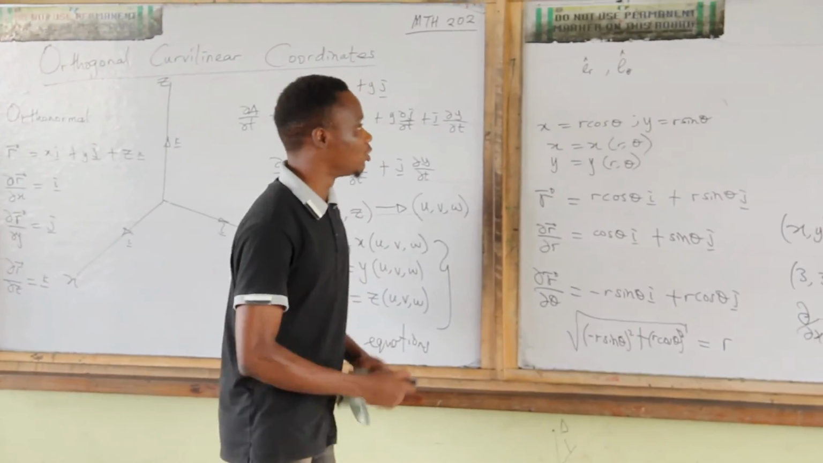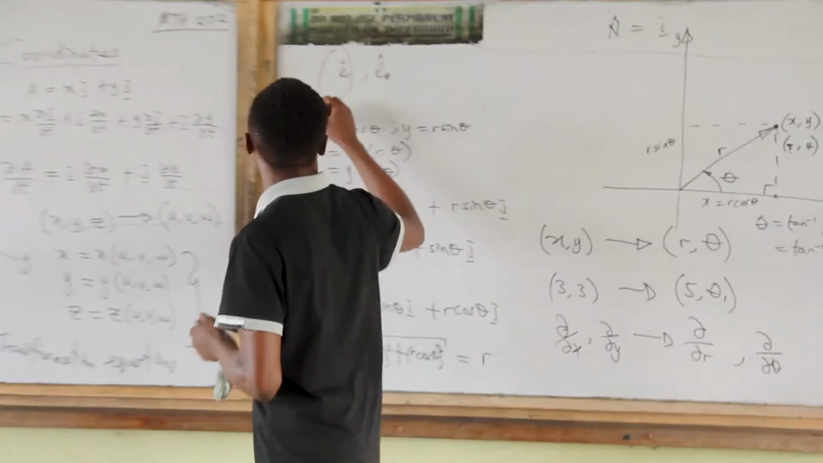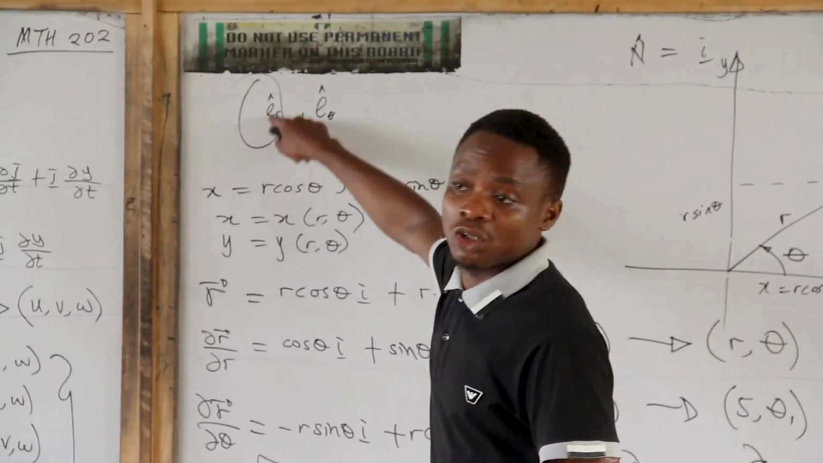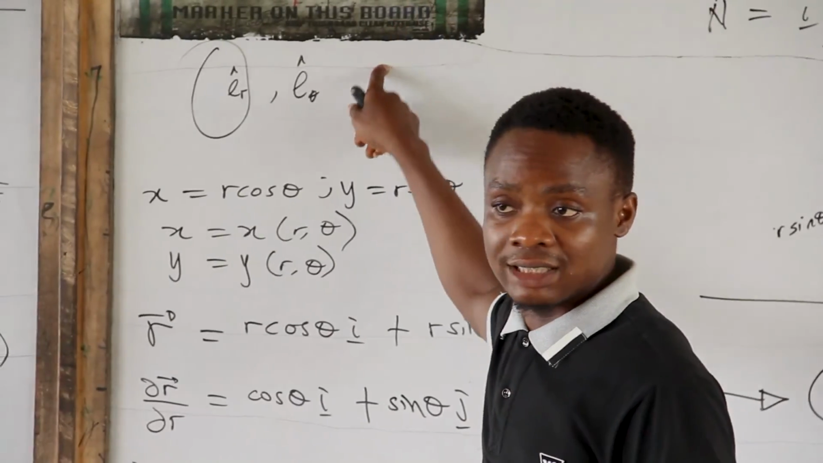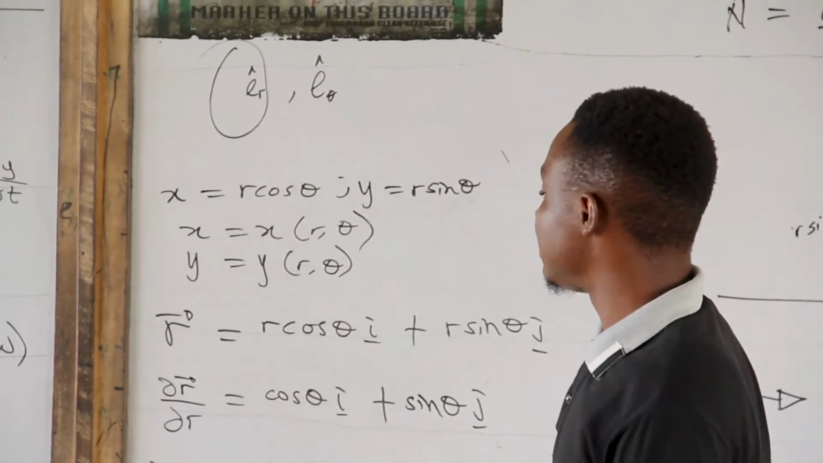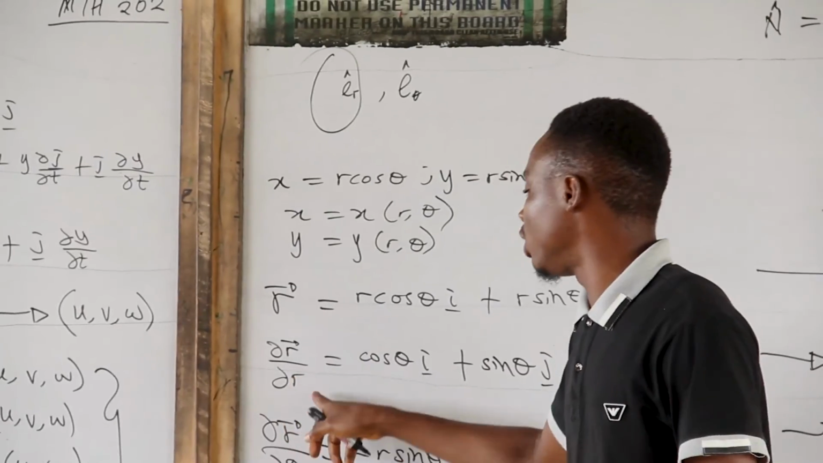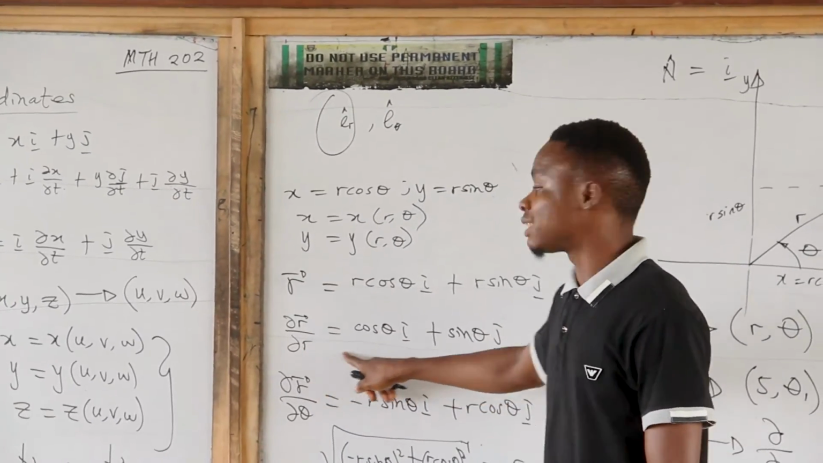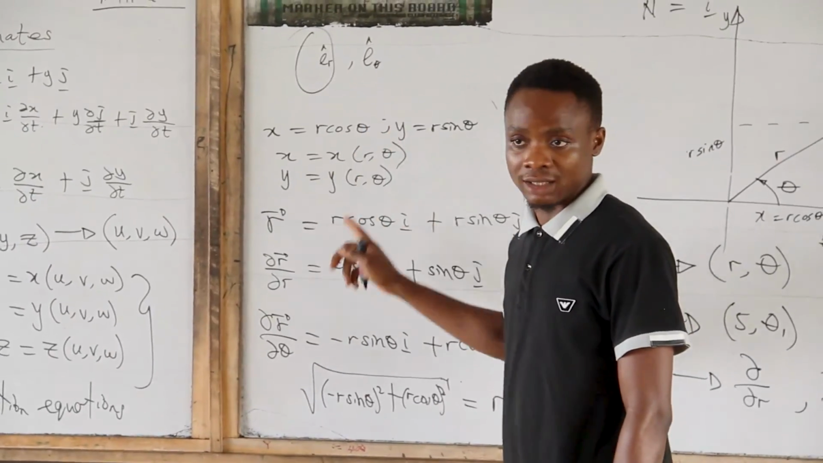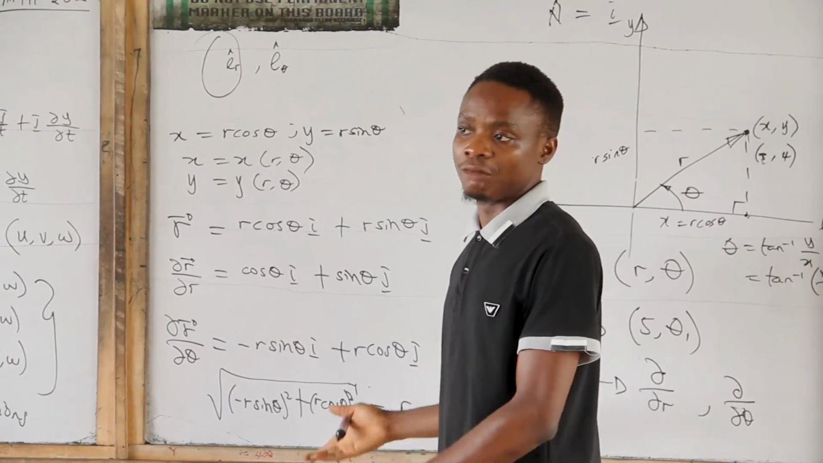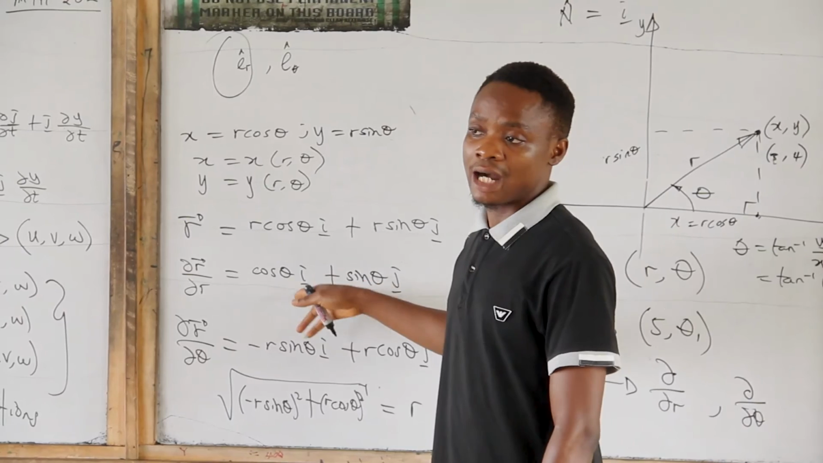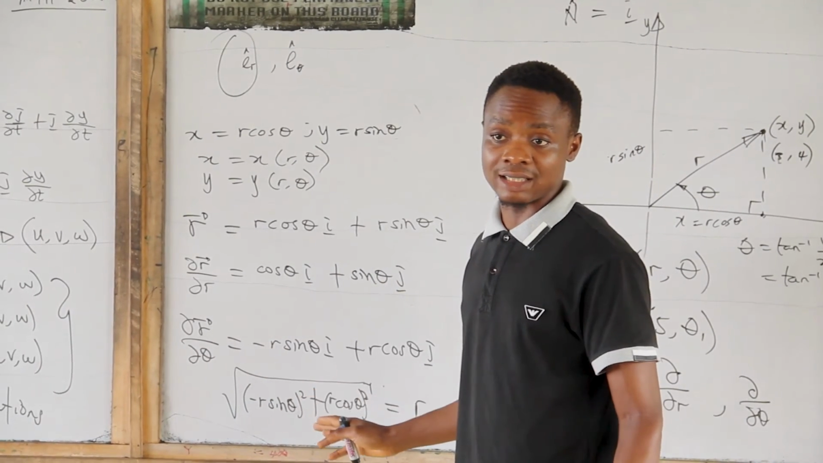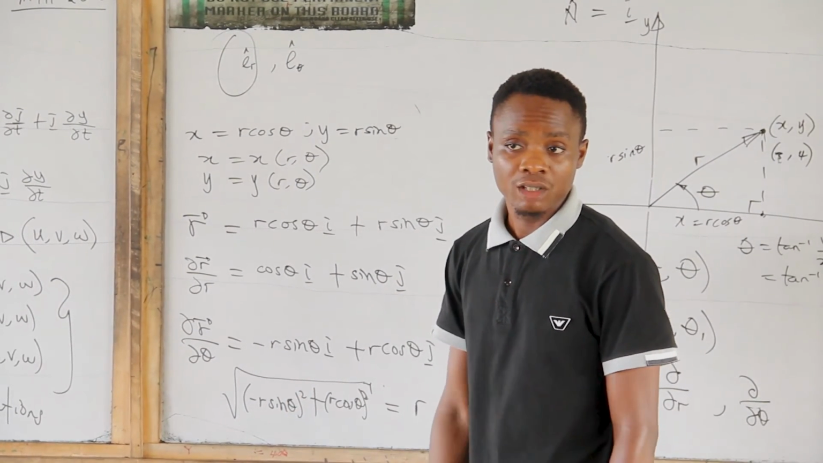Don't forget something though. This e_r simply means the unit vector in the direction of r. e_theta means the unit vector in the direction of theta. What is guaranteed here is that this is going to be a vector in the direction of r, and we have established that its magnitude is 1. So it fits our definition of e_r. That means this is the unit vector in the direction of r. Is this clear?